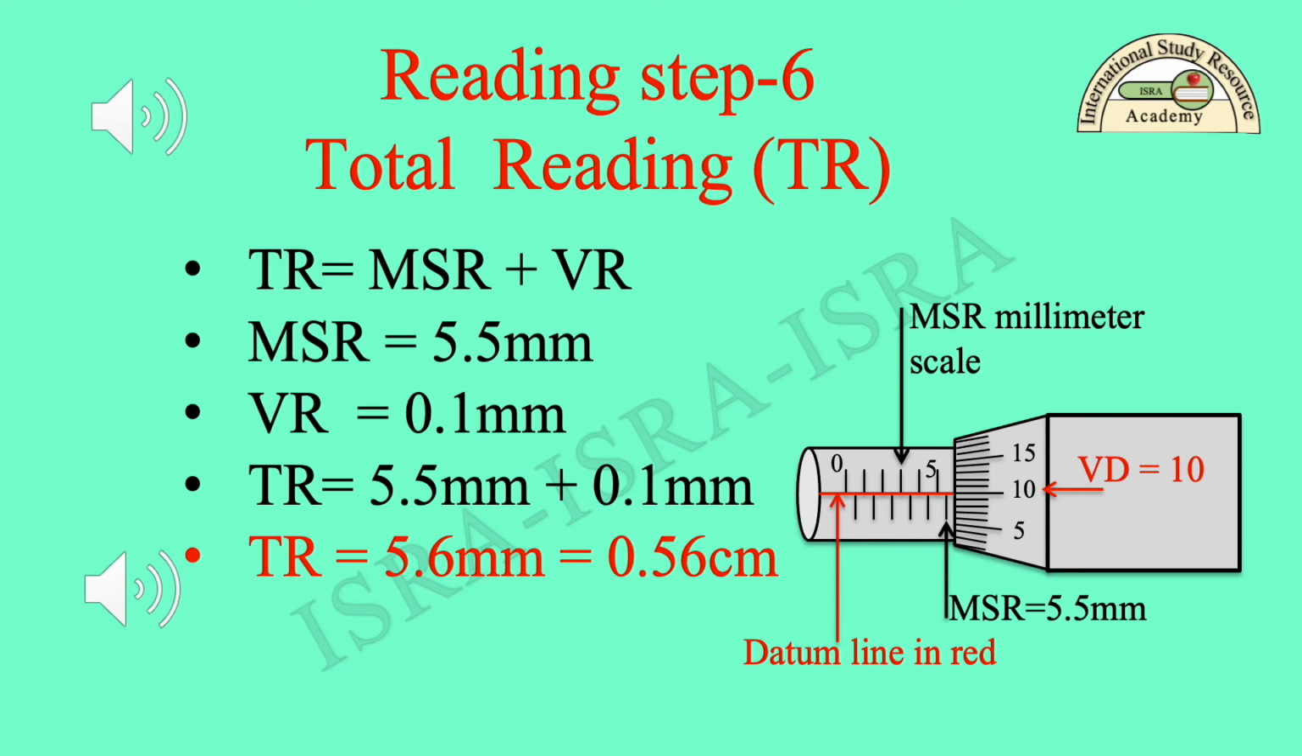Reading Step 6. Total reading TR. TR is equal to MSR plus VR. MSR is equal to 5.5 mm as shown on the diagram. VR is equal to 0.1 mm as calculated. Therefore, total reading TR is equal to 5.5 mm plus 0.1 mm, or total reading TR is equal to 5.6 mm.